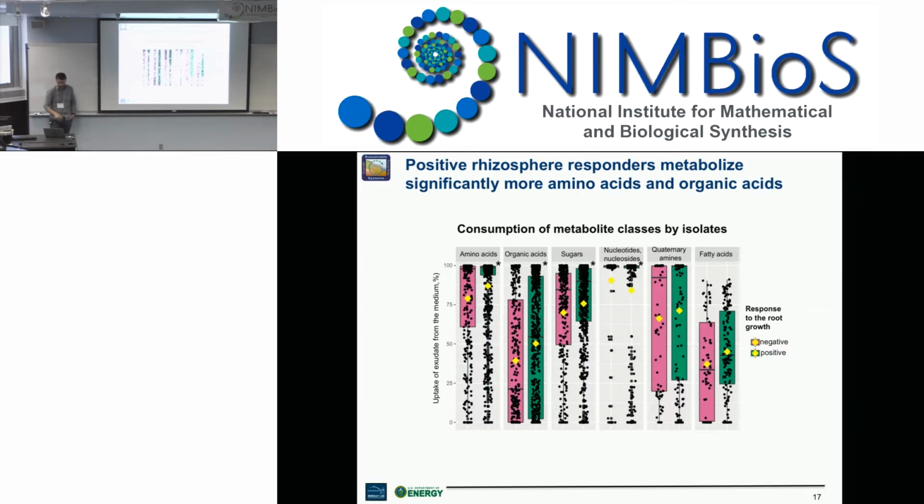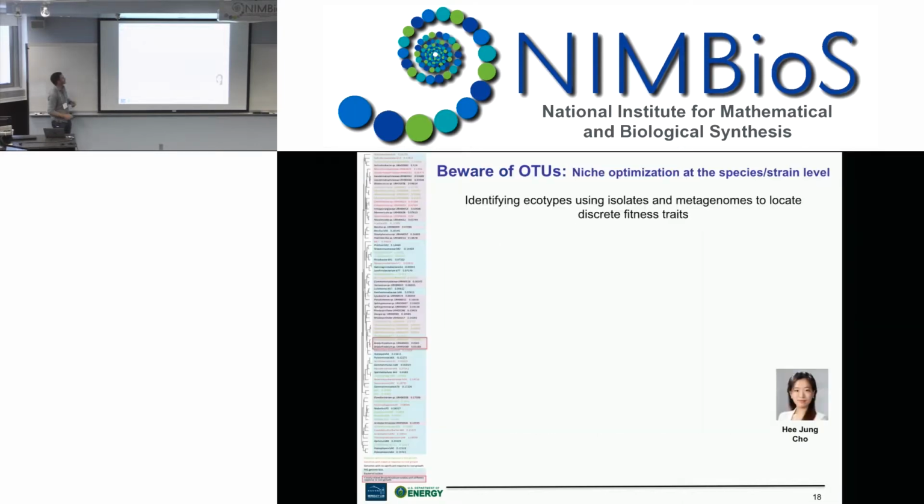Okay, so that's sort of the first story, but I want to throw a caveat in here while we're doing this. I've talked about OTUs and relating OTUs to patterns that we're observing in the rhizosphere. And so I want to say beware of OTUs. What we also have observed is niche optimization at the species or strain level. So while we have positive responders, and we think we have genome predictions for why they're positive responders, there are also other traits that are important that you might call subtleties, but are very important.